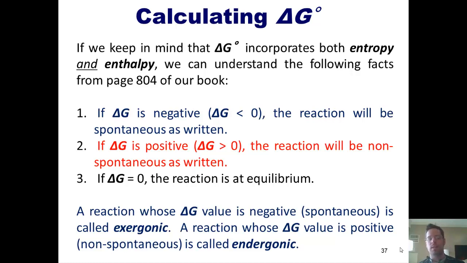One more thing I want to tell you is that a reaction whose delta G value is negative or spontaneous is called an exergonic reaction. A reaction whose delta G value is positive or non-spontaneous is called an endergonic reaction.